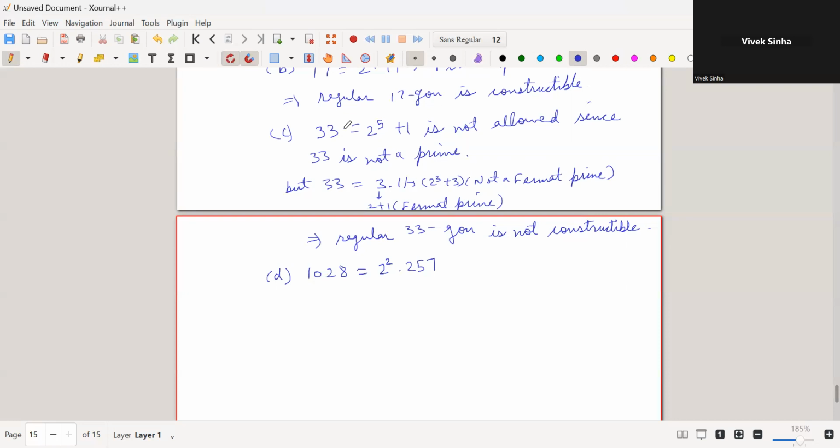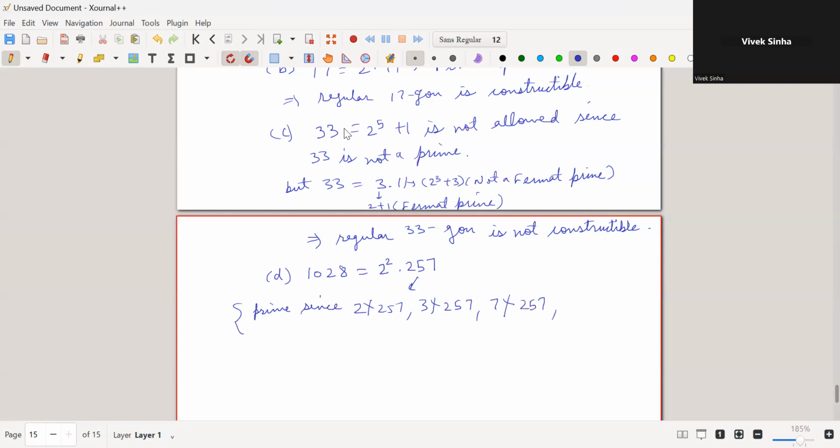Now, 257 is a prime or not? One has to check. It is not divisible by 2, it is not divisible by 3 also. Sum of the digits is 14, right? It is not divisible by 7 also. You can see if you divide by 7, the remainder is 2.